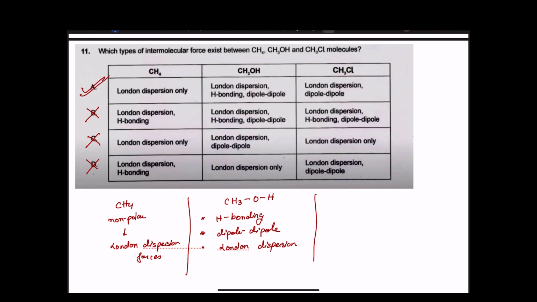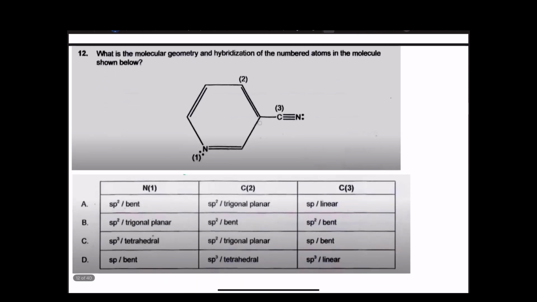So I know option A is the answer, but for CH3Cl, it does not have hydrogen bonding, but it's a polar molecule. So it will have dipole-dipole, and it will have London dispersion forces. With this, I can say A is the correct answer. Moving to the next one.